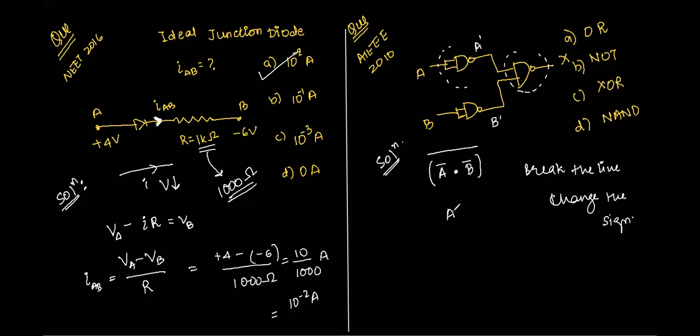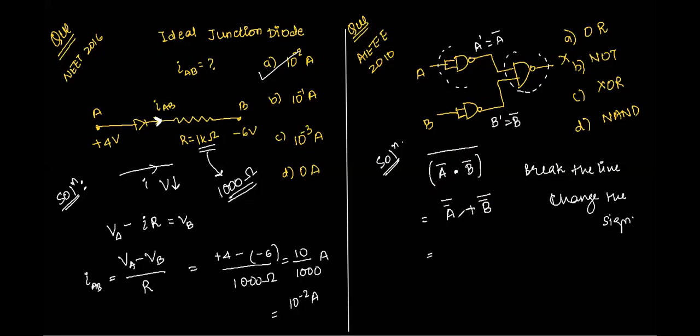Now I have broken the line, and see, I'm changing the sign. Can you see this? See it very carefully. This line has been broken amongst A dash and B dash, and this sign has changed from dot to plus, that is, to OR. You must be wondering, why have I written this A dash here and B dash here? This is the symbol of NOT. Similarly, this A dash can also be represented by A bar. Both are used to represent the NOT terms, A not or B not. I hope that is clear.